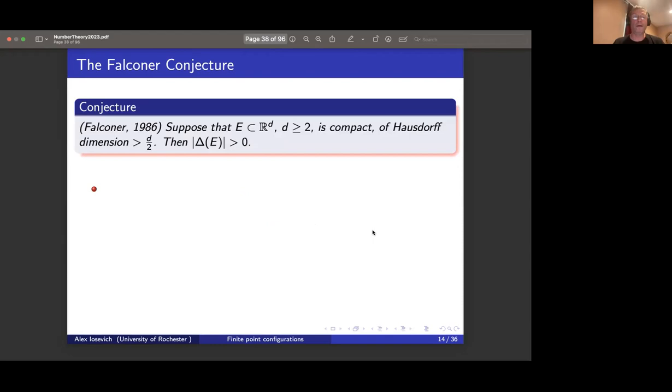So here's the Falconer conjecture from roughly 1986. And this sums up what we saw in the sharpness examples: if E is a subset of R^d, which is compact and of Hausdorff dimension bigger than d over two, then the Lebesgue measure of the distance set is positive. So what I'm often asked is, why bigger than d over two? The counterexamples that I showed you only rule out strictly less than d over two.